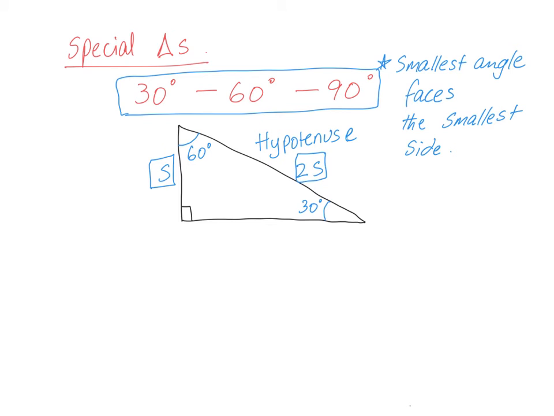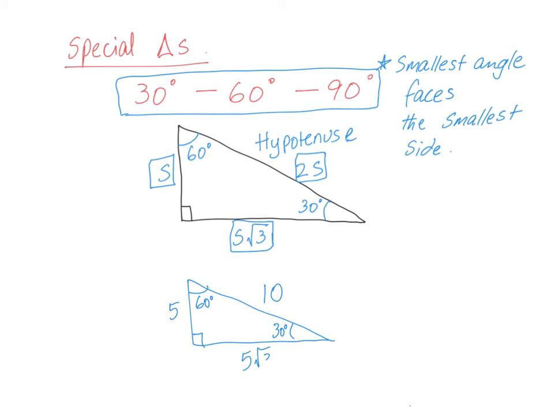And then the third side that we have is S and the square root of 3. So for example, if I have 30, 60, 90 triangle, and let's say if this is 5, this length would automatically be 10. And we can solve it if we want. And this length would be 5 root 3. Okay, so this fact will help you with solving the IXL.